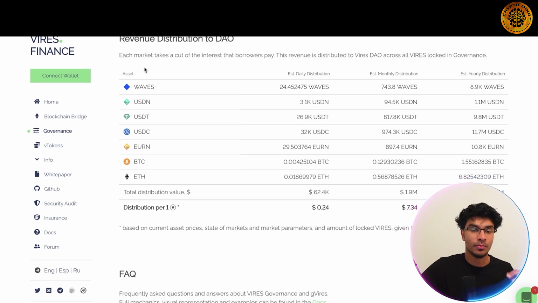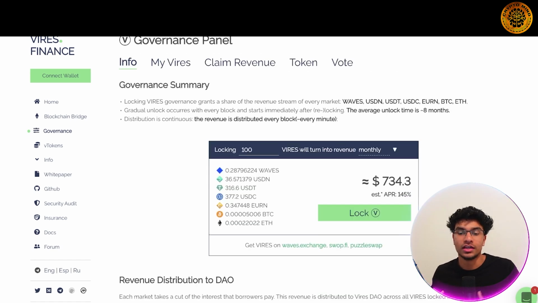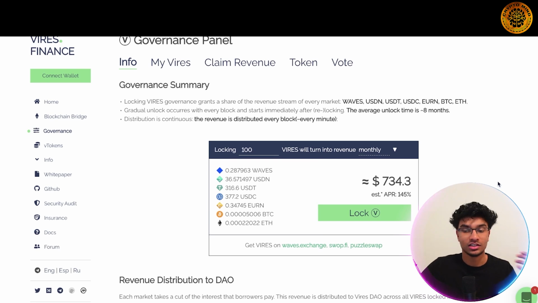As we can see, each market takes a cut of the interest that borrowers pay. This revenue is distributed to Vires DAO across all Vires locked in governance. The benefit of locking your Vires is showing your commitment to the governance of this project, and this will allow you to get your income paid out monthly through this locking system. It's a pretty good option overall if you are a long-term holder of this project and really believe in it. This will earn you some monthly income as well, so great stuff if you're interested in this project.